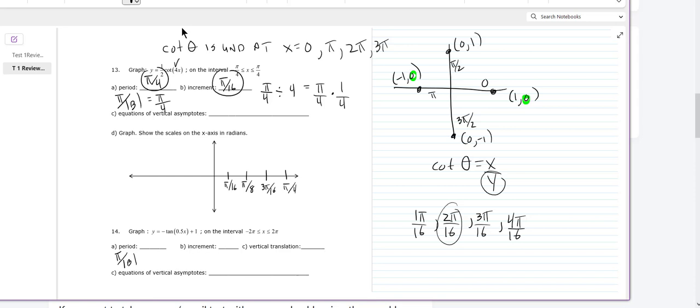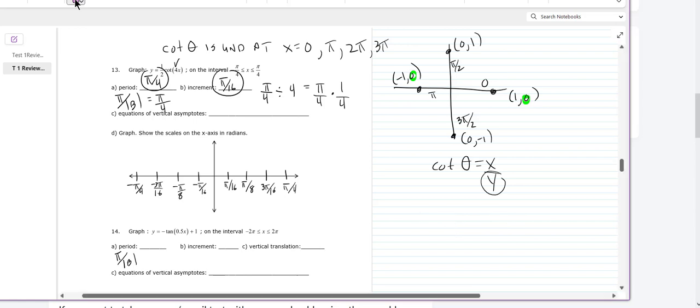And then you want to do this like this. So this is negative pi over 16, negative pi over 8, negative 3 pi over 16, and then negative pi over 4 like that. Okay? So you've got everything set up. You guys understand what I'm doing so far? That increment is incredibly important because it'll tell you where the special points are.